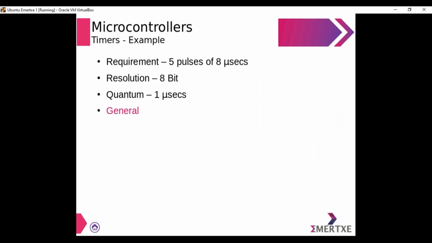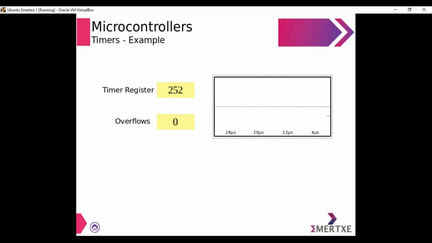You can see the same example here. The requirement is 5 pulses of 8 microseconds. Resolution is 8 bits and the quantum is 1 microsecond. You can see the timer register is always loaded with 252. After 4 ticks, an interrupt gets generated, because you see an overflow from 255 to 0. Like this, every time the timer is loaded with 252, hence the interrupt gets generated every 4 microseconds. Is that clear?